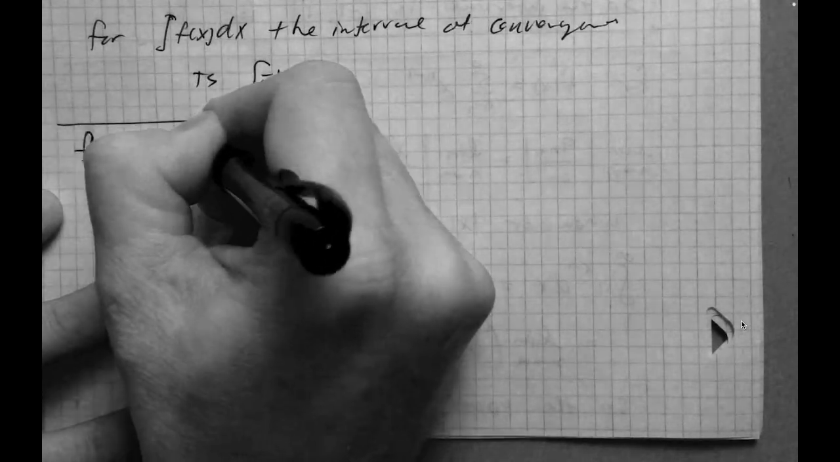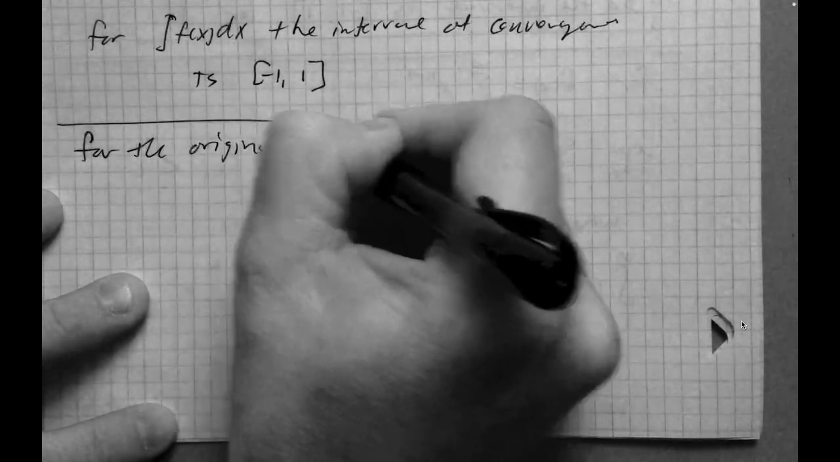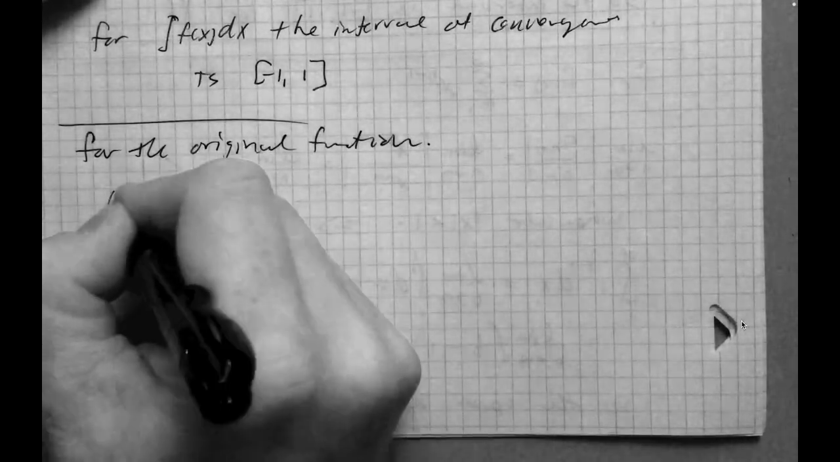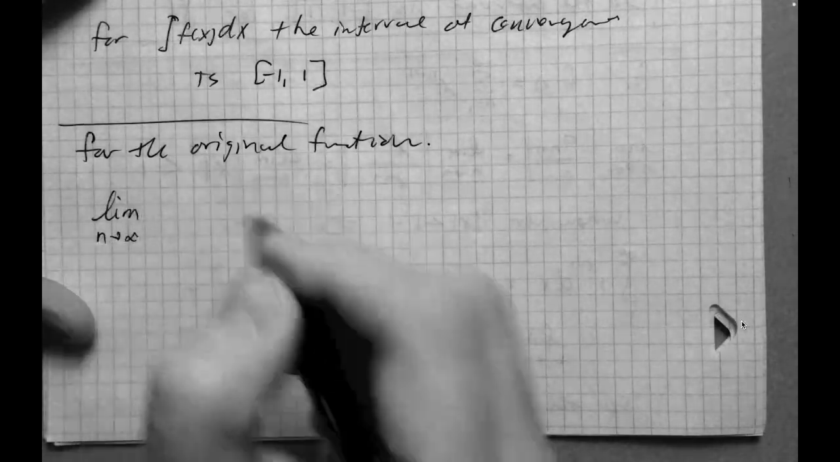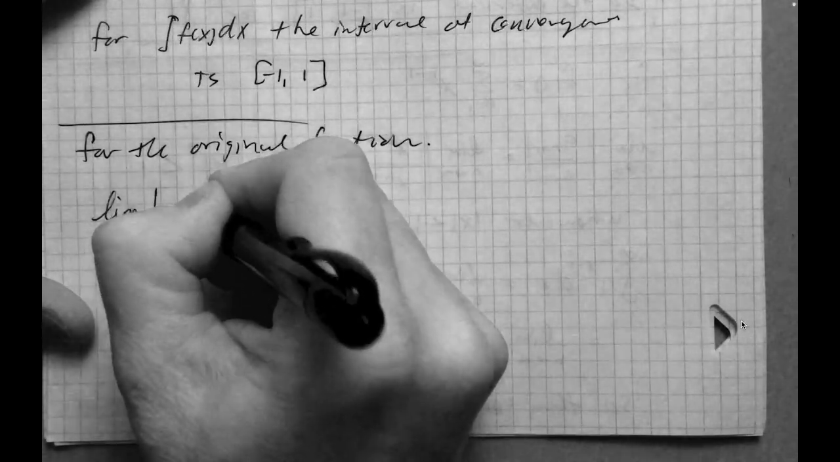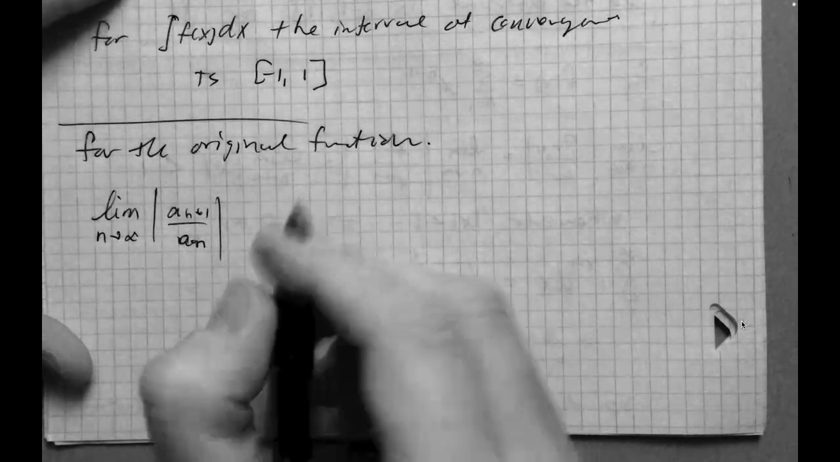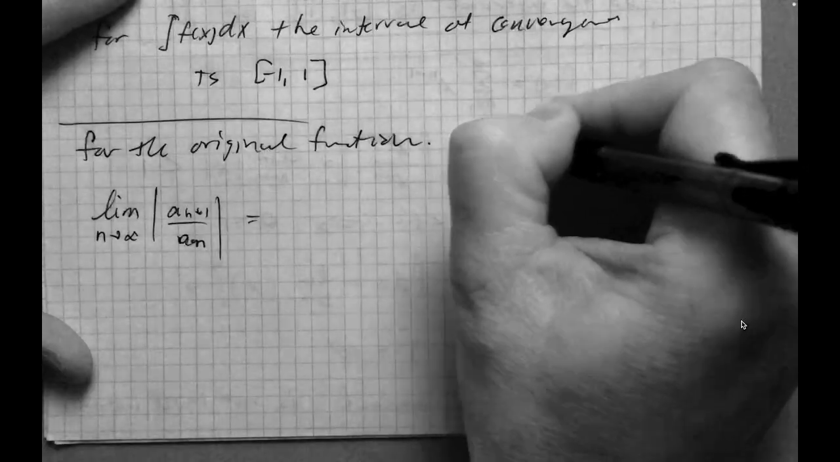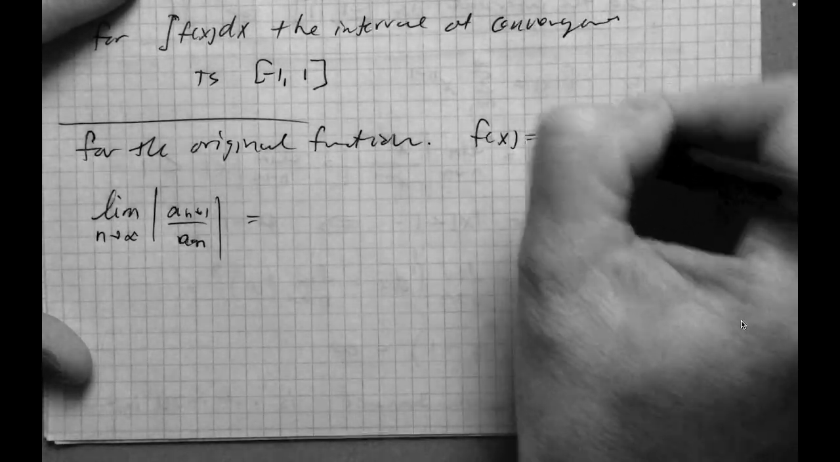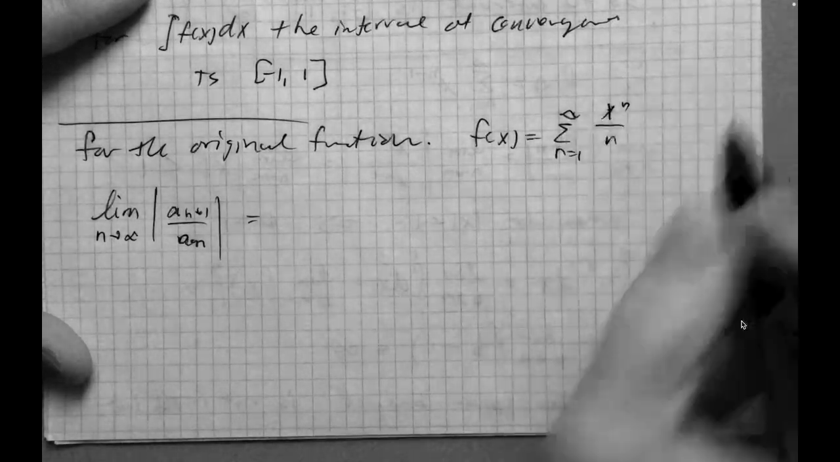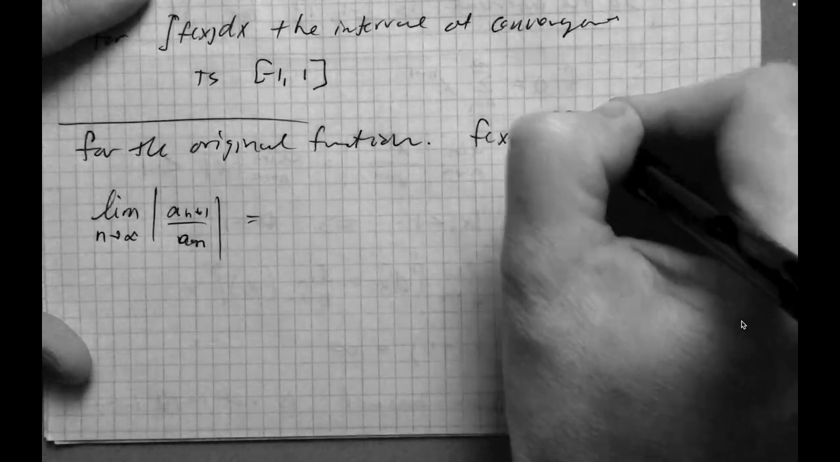For the original function, okay, again, ratio test. So the limit as n goes to infinity of a of n plus 1 over a of n. Right, and so you may have to look back a page or two in your notes, but the function is the sum from n equals 1 to infinity of x to the n over n. Okay, so that's the function we started with.